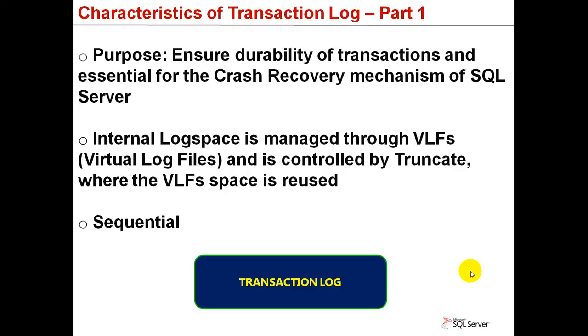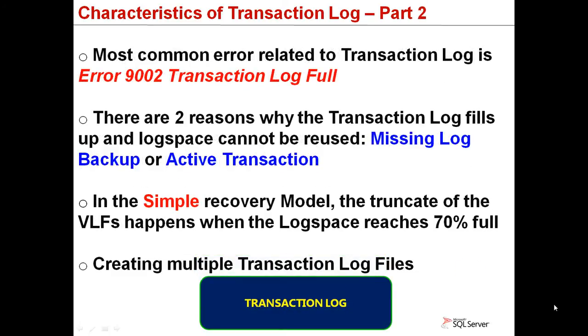The transaction log consists of virtual log files, and these are constantly being reused. We will see a little bit more about them on the next screen. It is also good to remind that the transaction log is sequential. Error 9002 is a classic when dealing with transaction logs. Eventually, you will see at least one if working as a production DBA. We will see it happening in the practice demo.